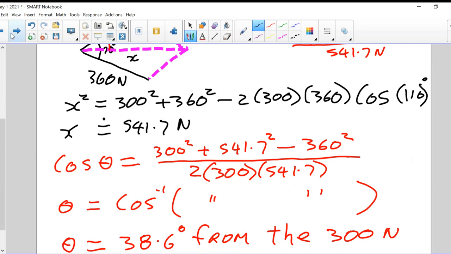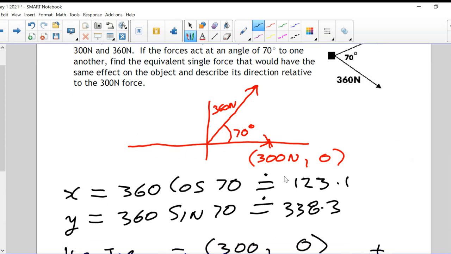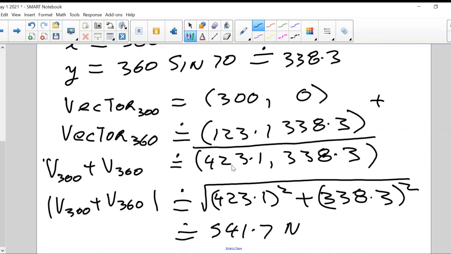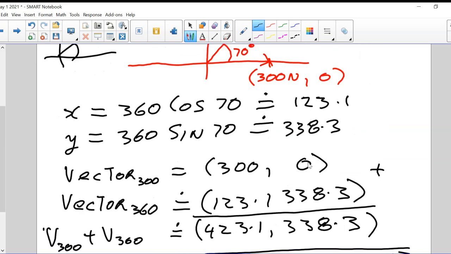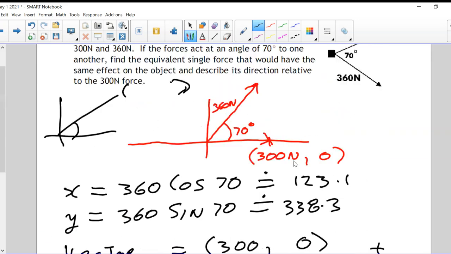Okay, but what about the other part, which is the direction relative to the 300 Newton vector? So I want you to think now, right? Let me draw a little diagram over here. Here's an angle that we're trying to find inside here, right? We have some coordinates up here, right? And I'll just remind you what the coordinates are. There are x and y. So 423.1, 338.3.